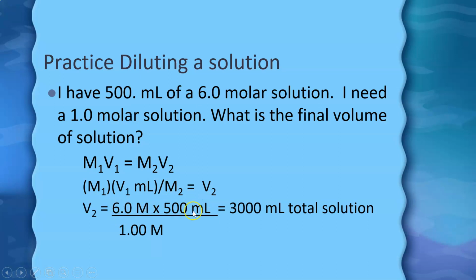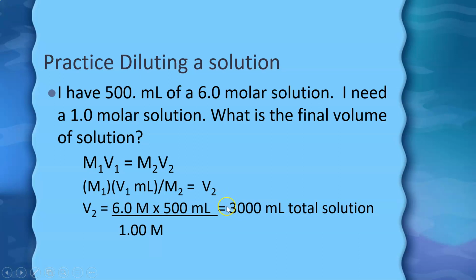6 molar times 500 milliliters over 1 molar. Notice my molarities on the top and the bottom will cancel out, and I get 3,000 milliliters of total solution. Or I could make that 3 liters of total solution. Since I have only 2 significant digits, I might change that to 3.0 liters to make it a little easier to round.